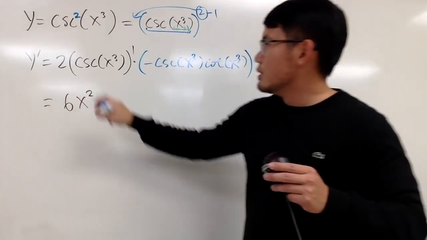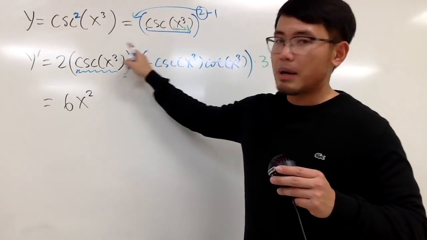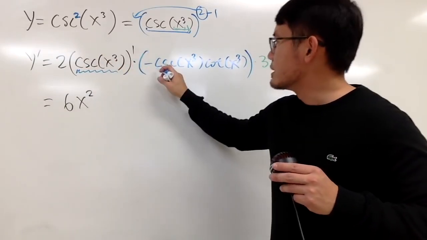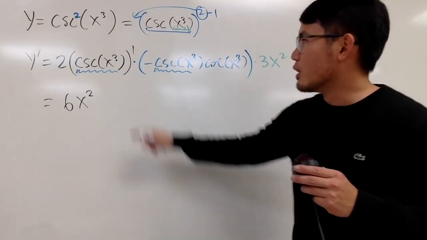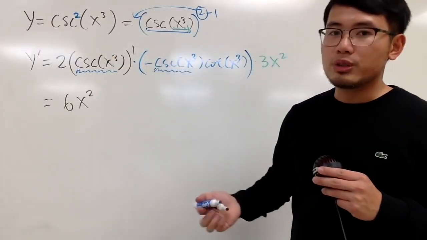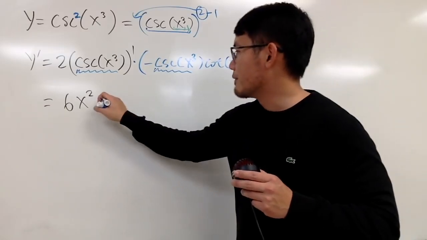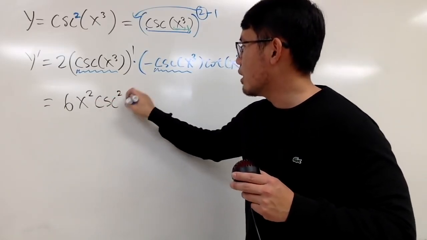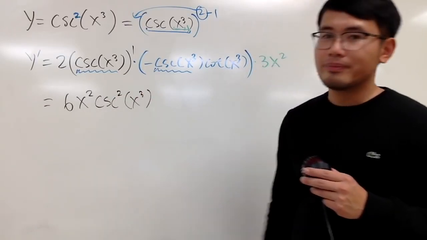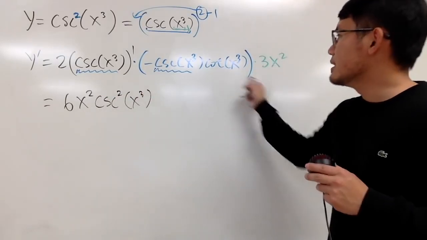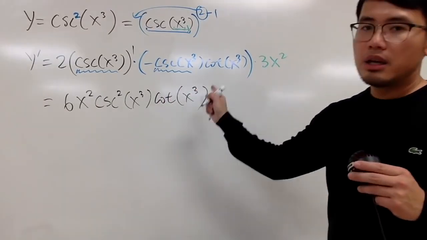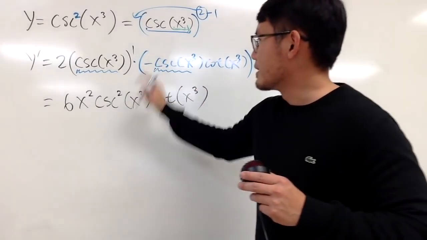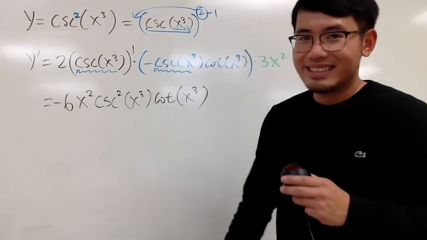And the next, this right here is to the first power, and we are multiplying with another cosecant of x to the third power. So first power, of course, you get the second power now. So we have cosecant to the second power of x to the third power right here. And the last part is this, namely we have the cotangent of x to the third power. And I have the negative right here, so I should have the negative.